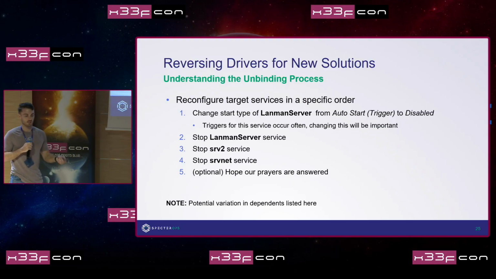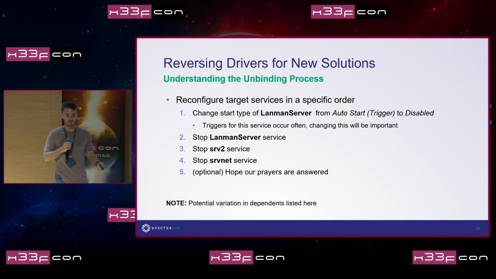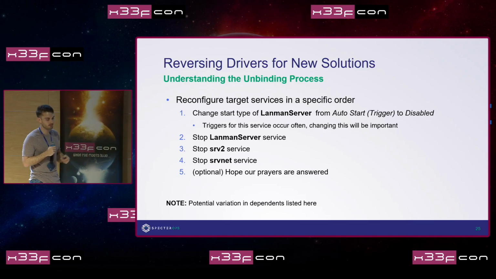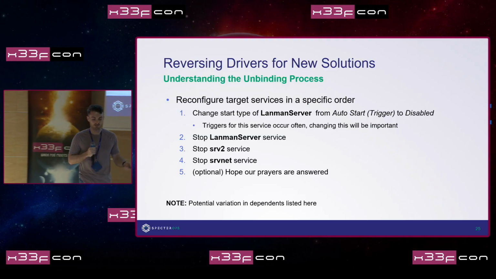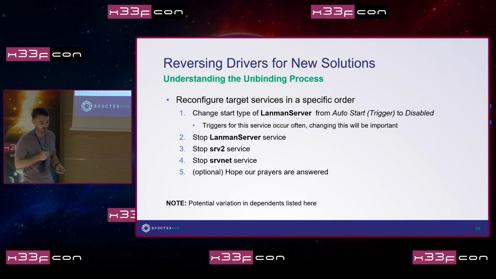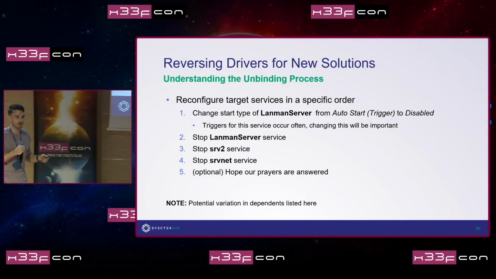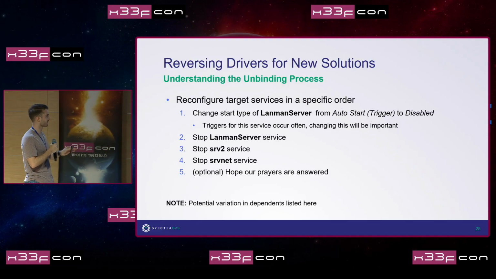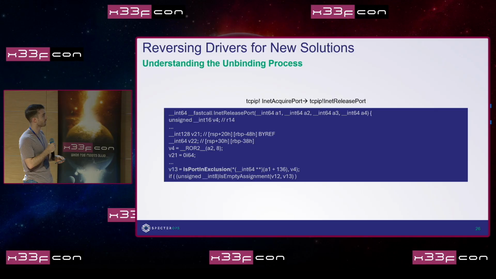You do that, then you stop the service, then you start the serve2 service because that's the next dependency that we've identified. Then you stop the servnet service, and then the fifth step is you just pray that 445 is unbound, hopefully. But instead of praying, we're actually going to try to be decent reverse engineers here and step through a little bit more debugging to actually make sure that our assumptions are validated here.